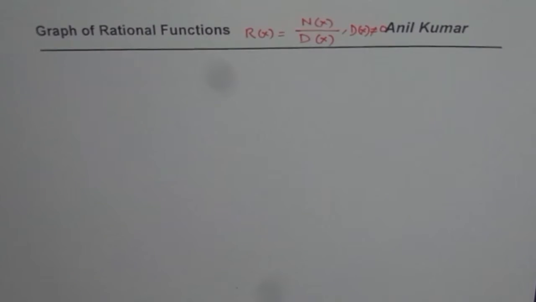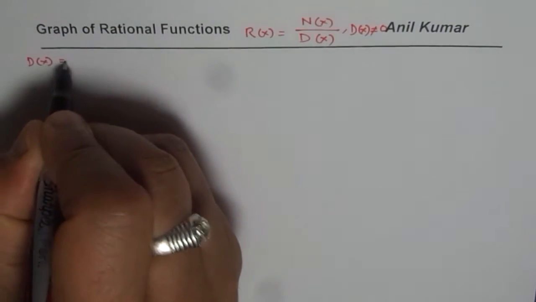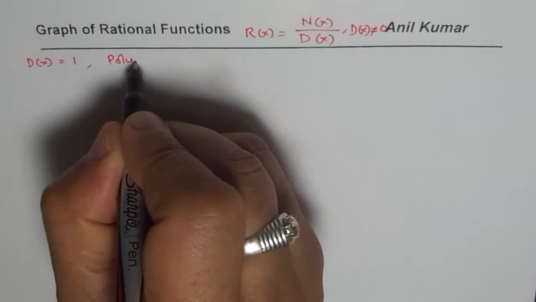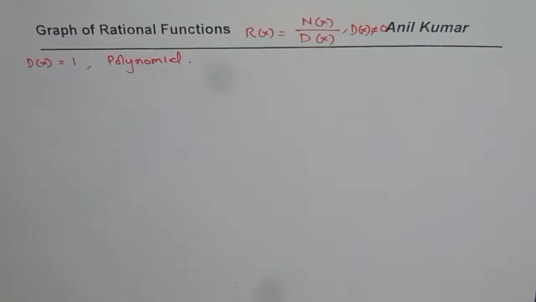That is the restriction for our rational functions. Now, what kind of graphs can we have? To begin with, we can assume that the denominator is equal to 1. In that case, all polynomial graphs, do you understand? So all polynomial graphs are rational function graphs to begin with.